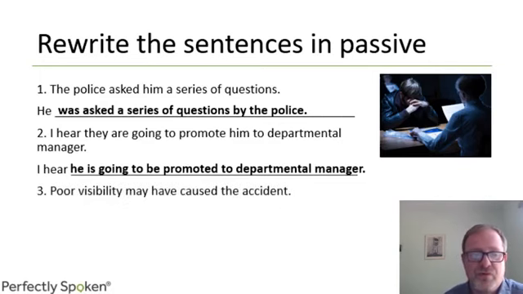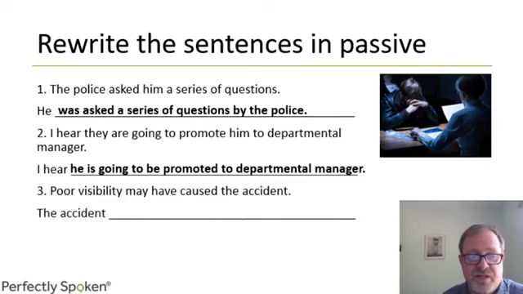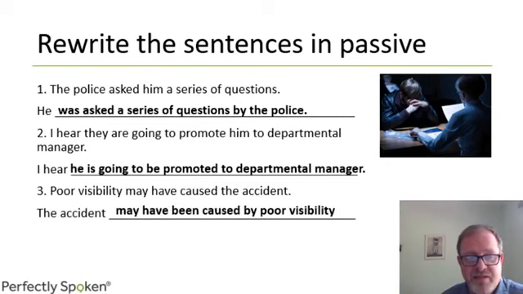Okay, next one. Poor visibility may have caused the accident. So if we start with the accident, may have been caused by poor visibility. So after may have, we need the participle of the verb to be, so it's been, and then the past participle, of course, caused by poor visibility. The accident may have been caused by poor visibility.